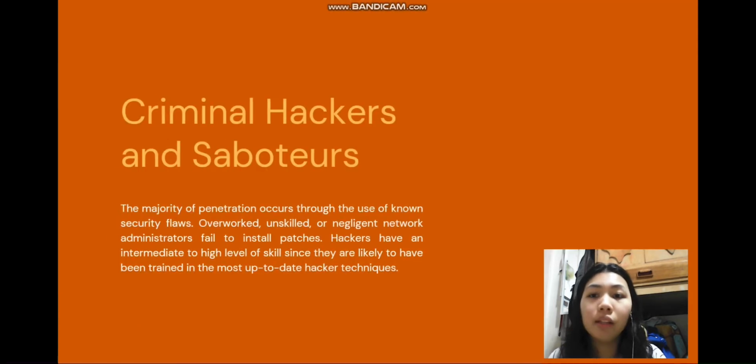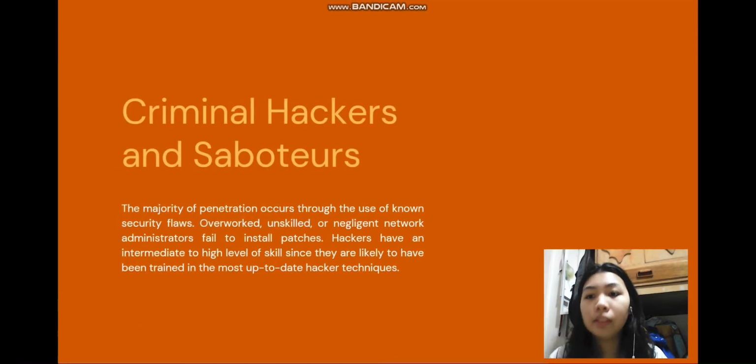Last threat are the criminal hackers and saboteurs. The majority of penetration occurs through the use of known security flaws. Overworked, unskilled, or negligent network administrators fail to install patches. Hackers have an intermediate to high level of skill since they are likely to have been trained in the most up to date hacker techniques.